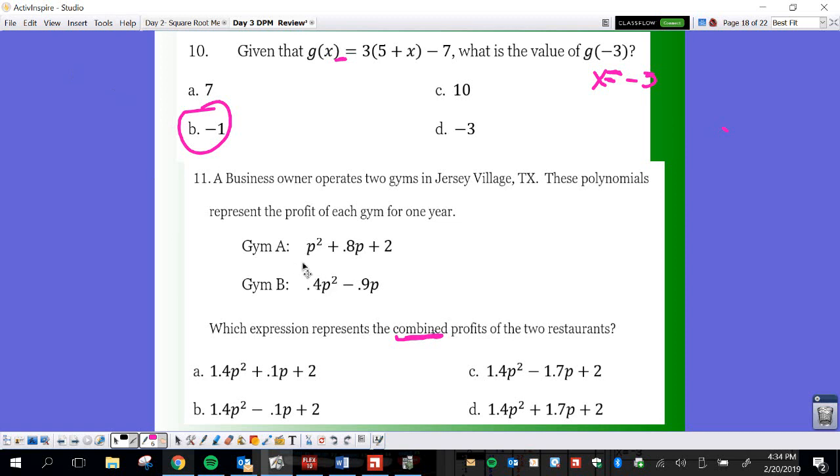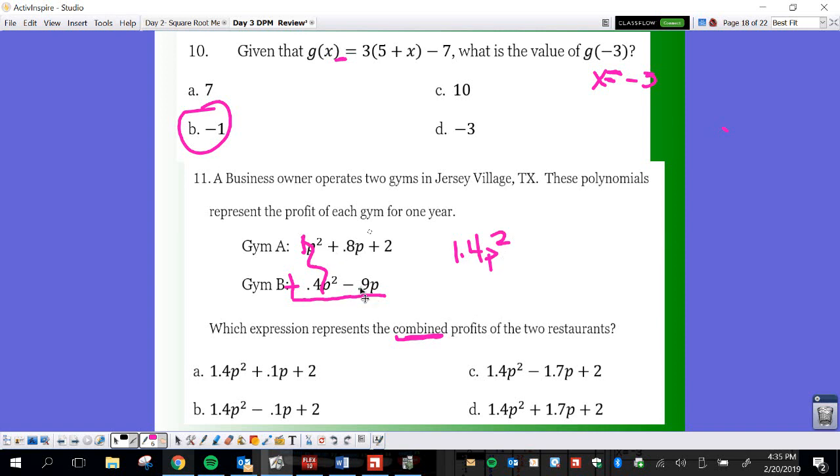what I'm going to do is look at these and combine my like terms, right? So p squared plus 0.4 p squared, right? So we have to remember, since this p squared doesn't have anything in front of it, that means it's like 1 p squared. So 1 p squared plus 0.4 p squared can only be 1.4 p squared. So we've taken care of that.